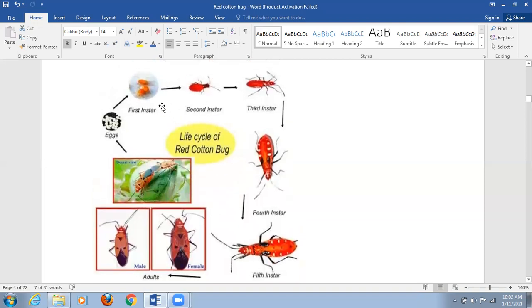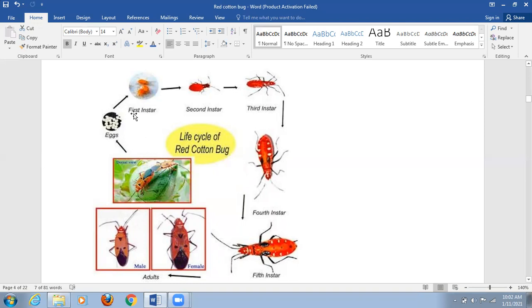So instars are the developmental stages of the animal. These nymphs feed gregariously on the cotton ball, and they are going to damage the cotton balls. Gregariously means they are continuously in a feeding stage. They continuously feed on the cotton ball.